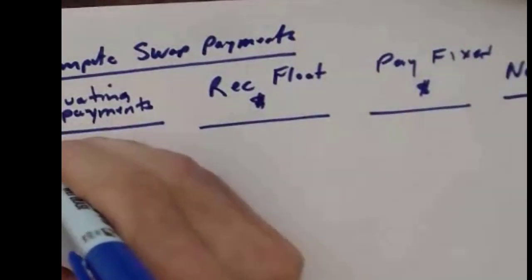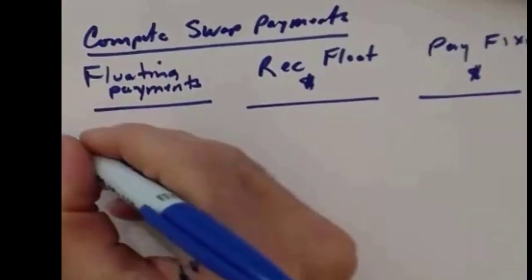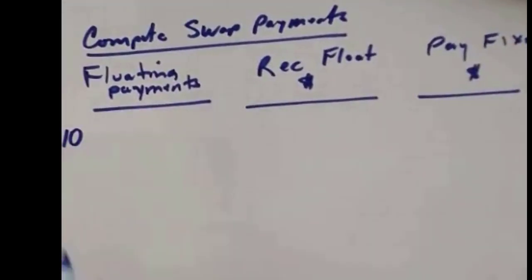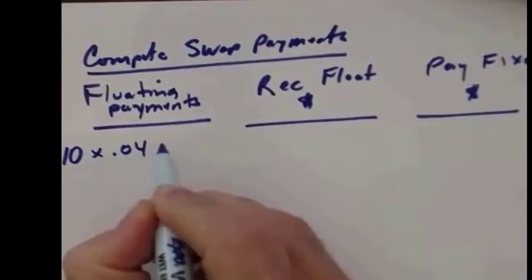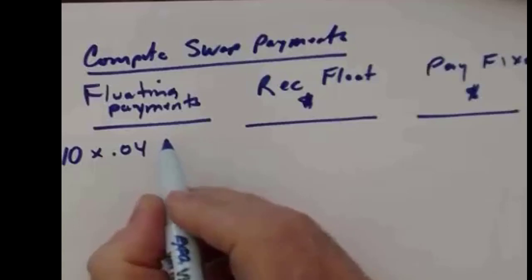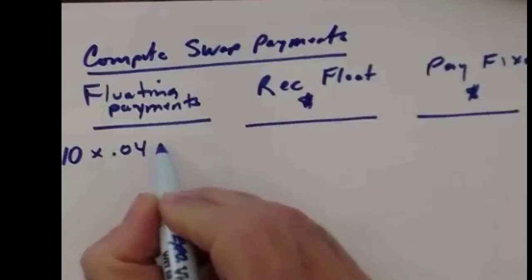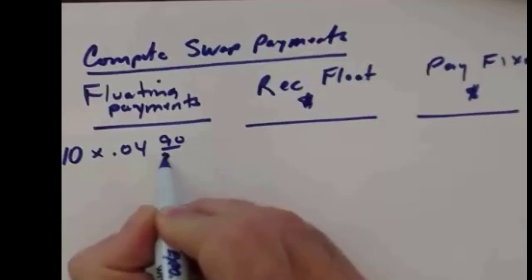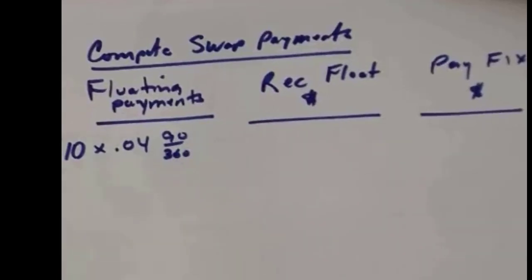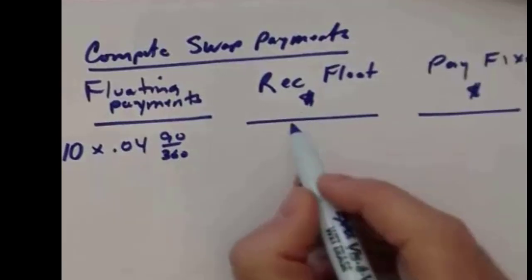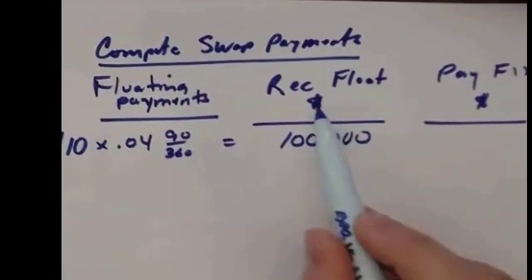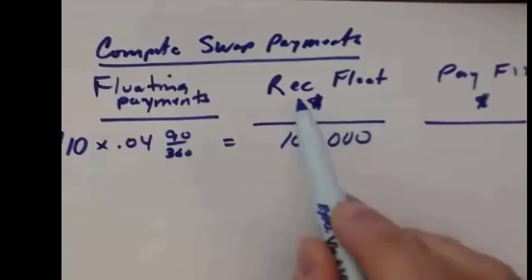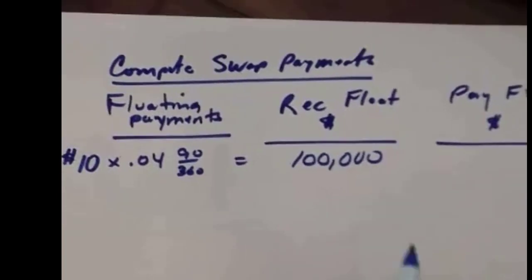So what we're going to do is let's calculate the first payment, and that's a $10 million notional value. Chop off all the zeros there. Multiply it by the 4% spot rate, remember? And that's the very first forward rate. Adjust it for, it's a 360. It's a quarter of a year, 90 over 360. And so that payment will equal $100,000. And that's what we expect to receive floating, okay?